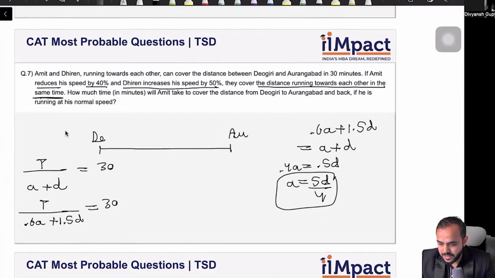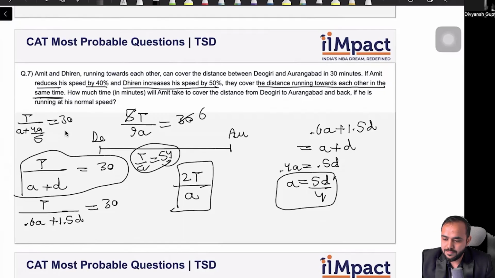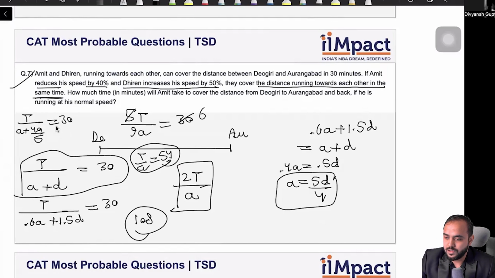So, the total distance that he will have to travel is 2t divided by a, is what I have to find, and I will use this equation to find t by a. So I'll replace d as 4a by 5. So I'll get t divided by a plus 4a by 5 is equal to 30 minutes, which is going to be 5t divided by 9a is equal to 30 minutes, or t by a is equal to 54 minutes. So I want to calculate 2t by a, which is going to be 2 times this, which is 108, which will be the answer for question number 7.